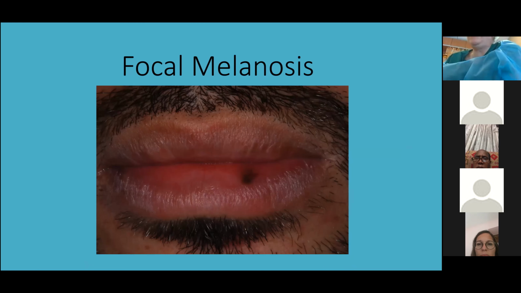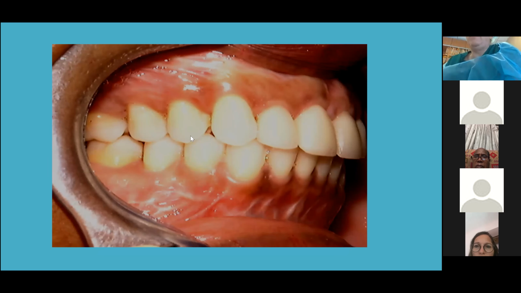Focal melanosis, very common. We see melanotic papules or foci in the mouth. Pigmentation in the oral cavity is very common, especially in individuals with pigmentation. Here's a patient with a lot of pigmentation in the gingiva. Of course, this is completely benign.